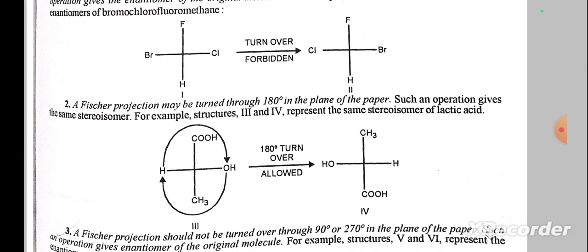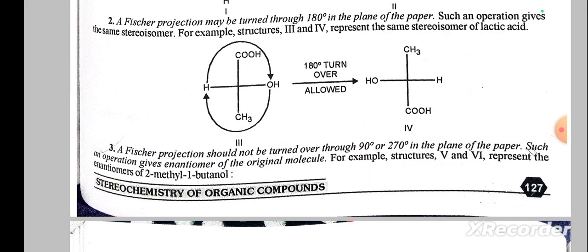Second, the Fischer projection may be turned through 180 degrees in the plane of paper. Such an operation gives the same stereoisomer. For example, structures third and fourth represent the same stereoisomer of lactic acid.